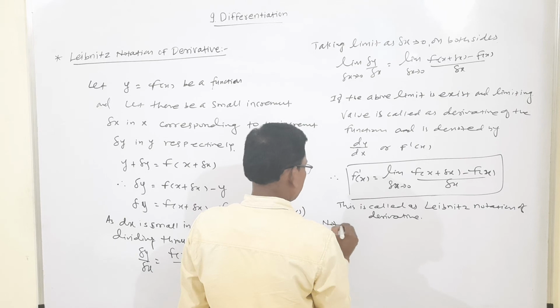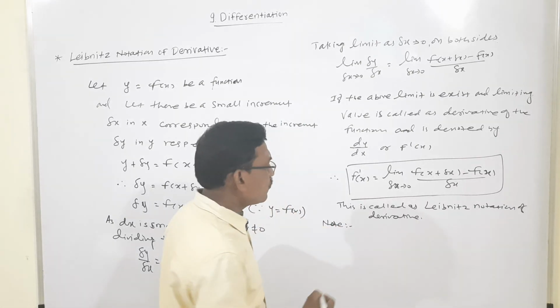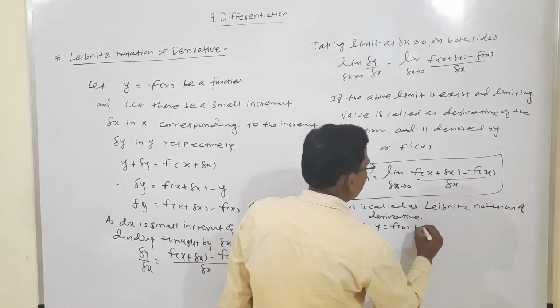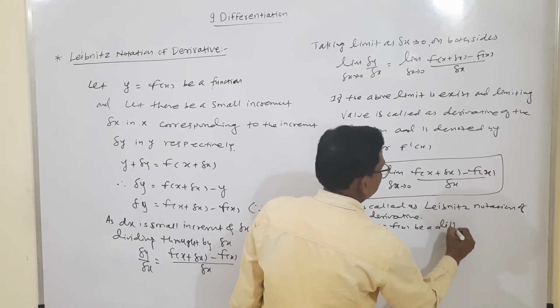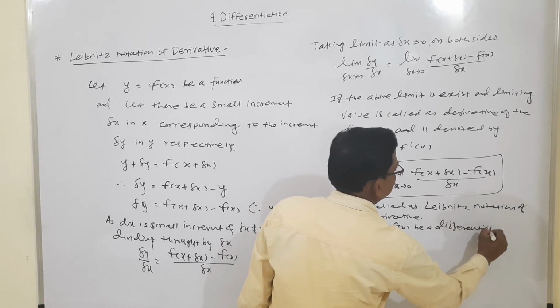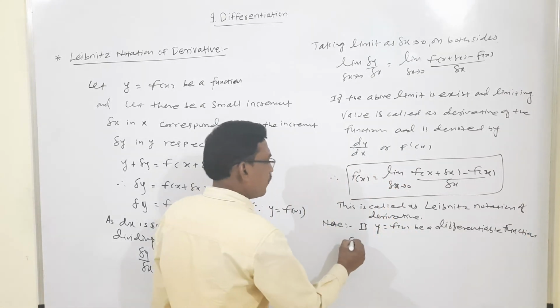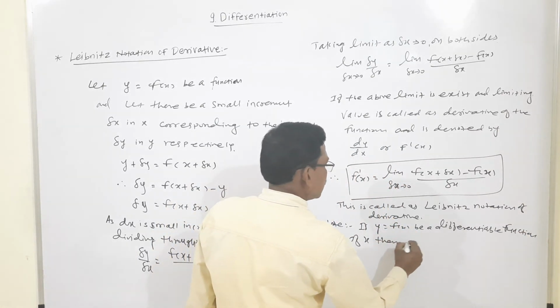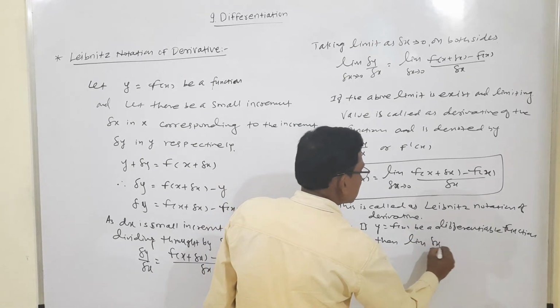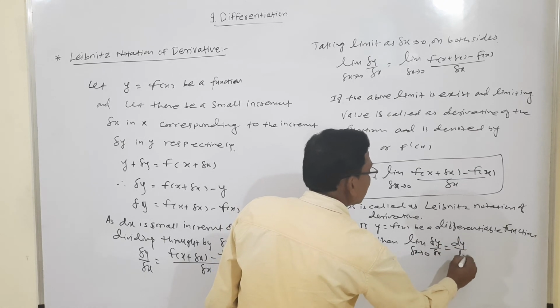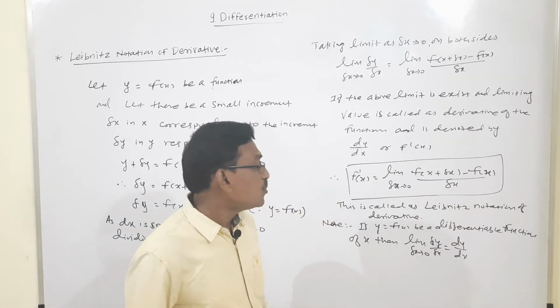So note here, if y equals f of x is a differentiable function, then this limit of delta y upon delta x, as delta x tends to 0, gives dy by dx, which means the derivative of y with respect to x.